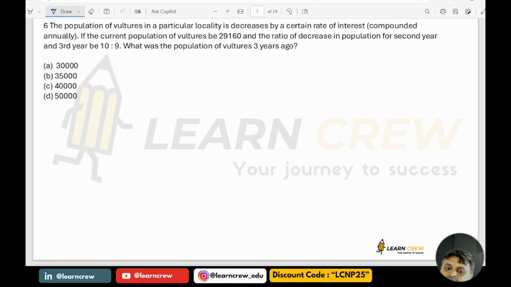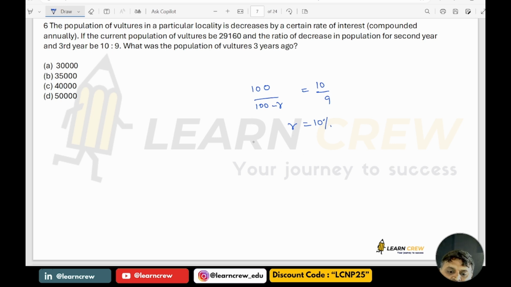Please see here, decrease in the second year. If it is 100, then in the third year it would be 100 minus R. This is given as 10:9. So from this you can say R is how much? R is 10 percentage.